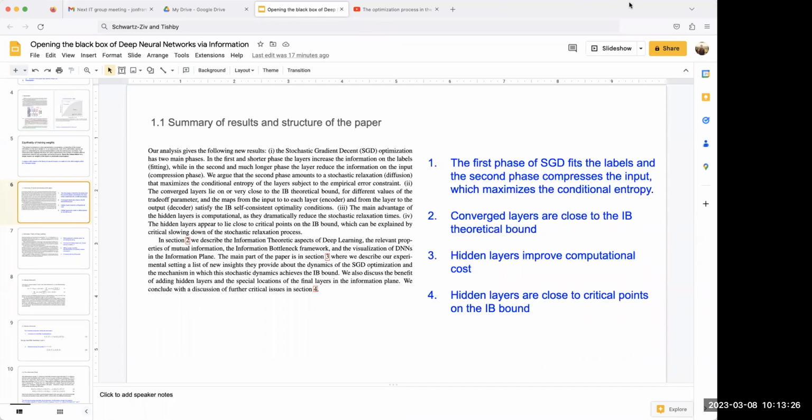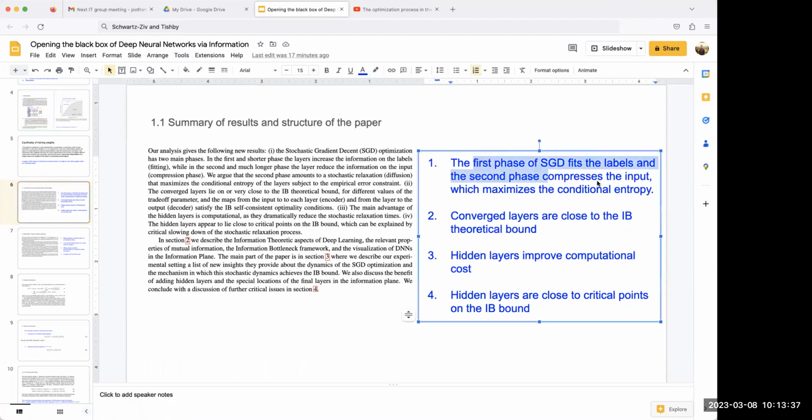So they use stochastic gradient descent in their training process, and they talk about that quite a bit. They make the claim that there are two phases of stochastic gradient descent. The first phase fits the labels, so that's the actual training. And then at some point that saturates, and it moves to a second phase, which is compressing the input to maximize the conditional entropy with the target data.